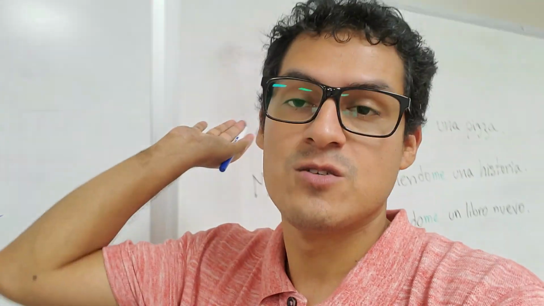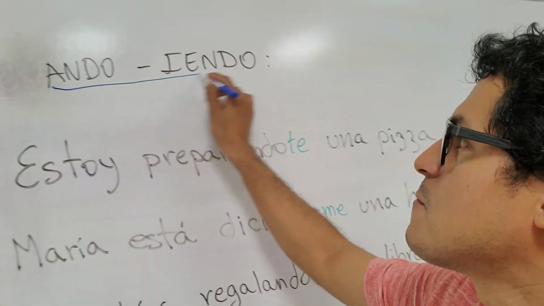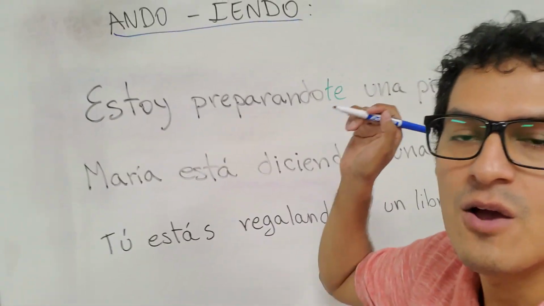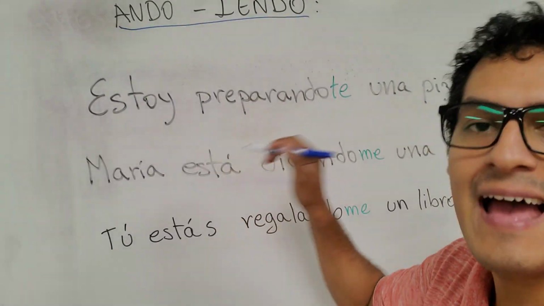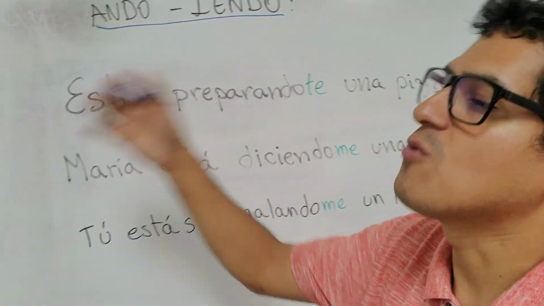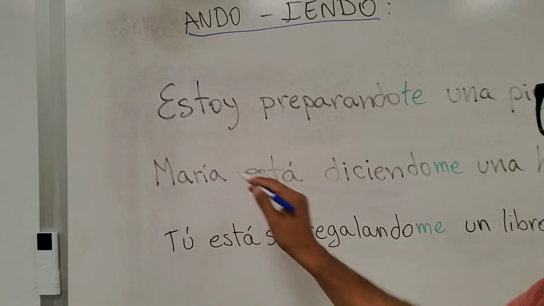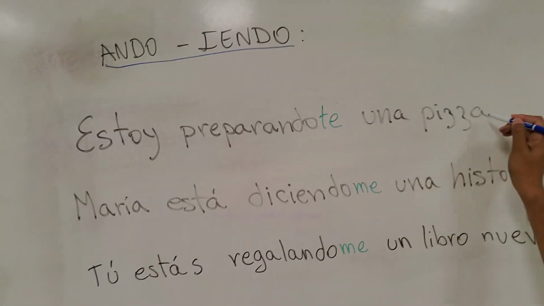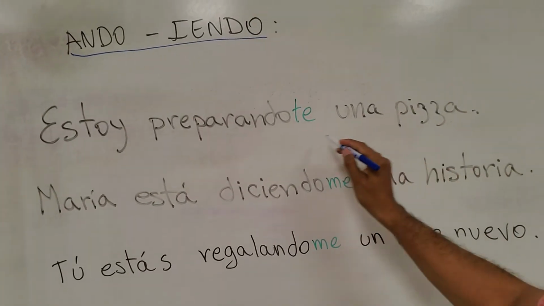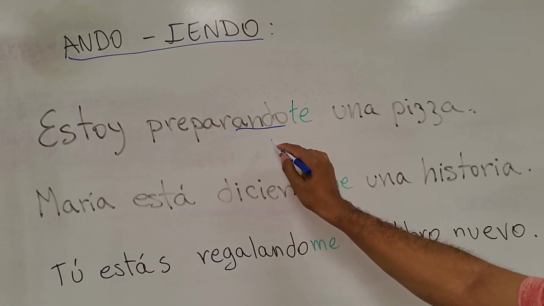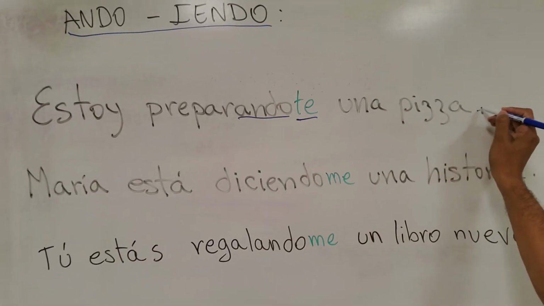But there is one more thing, and I am speaking about the ando yendo, ongoing actions in Spanish. We will place the pronouns after the verbs in ando yendo, ing: cooking, working, walking, etc. For example, let me show you here. Estoy preparándote una pizza. Here we go. Estoy preparando, ando yendo, preparándote una pizza. Estoy preparándote una pizza.